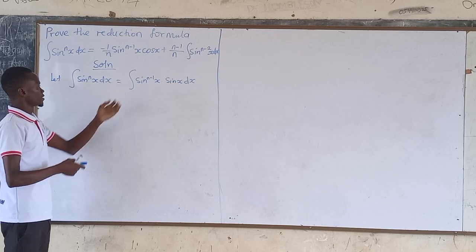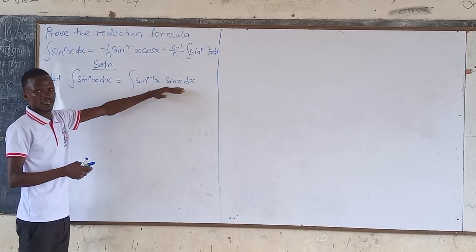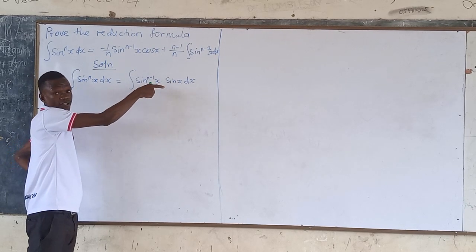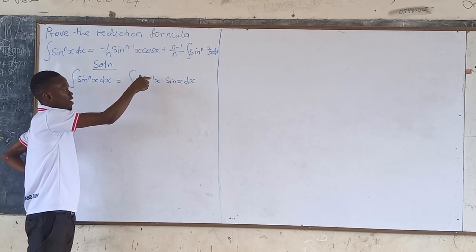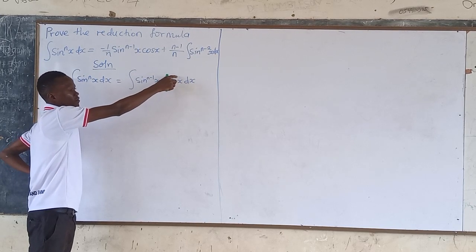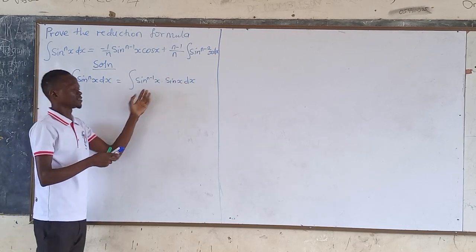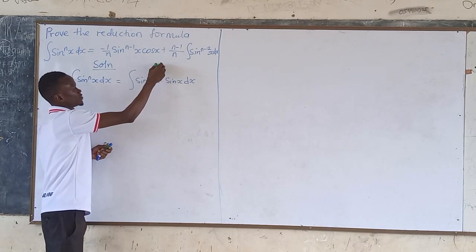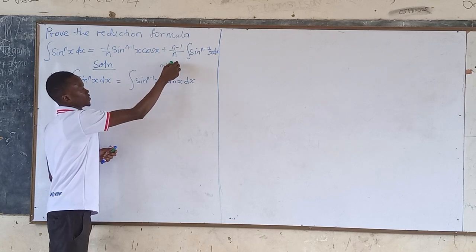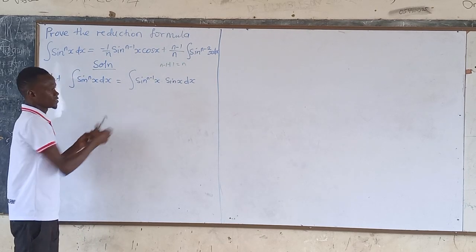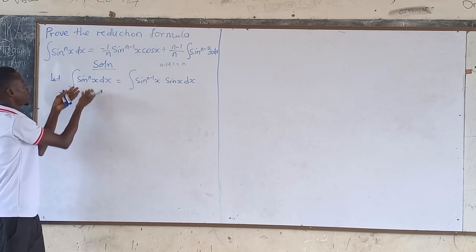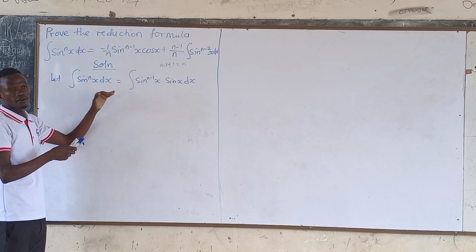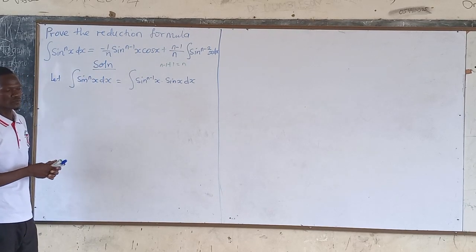Now note that in the expansion at this side, sine x and sine x are the same base. This one is to the power of n minus 1, while this one is to the power of 1. So if I multiply with the same base, I add the exponent. And therefore, I'm going to have n minus 1 plus 1, and that will give me n. So this side is technically the same as this side. You will still have sine x raised to the power n integrated with respect to x.